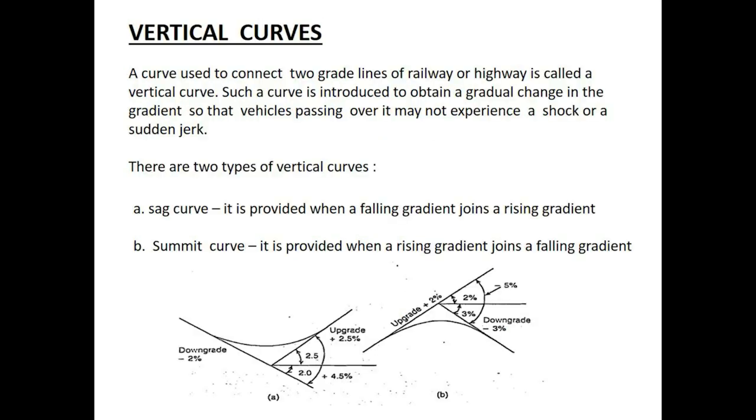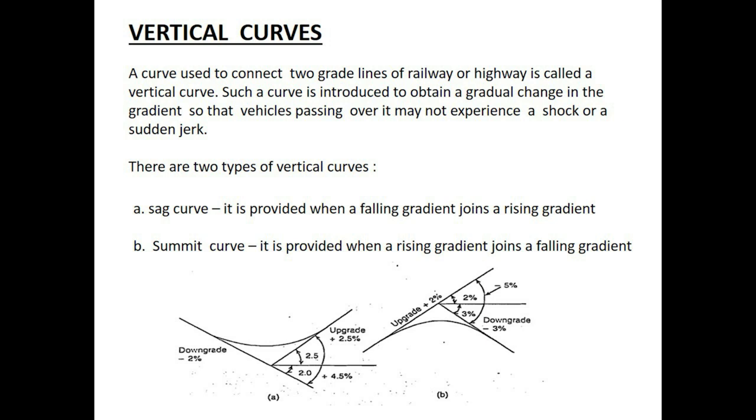Then the last type of curve is vertical curves. So a curve used to connect two grade lines of railway or highway is called as vertical curve. Such a curve is introduced to obtain a gradual change in the gradient so that the vehicles can pass without experiencing any shock or sudden jerks. And there are basically two types of vertical curves. First is a sag curve and the second is a summit curve. We can see the diagram.